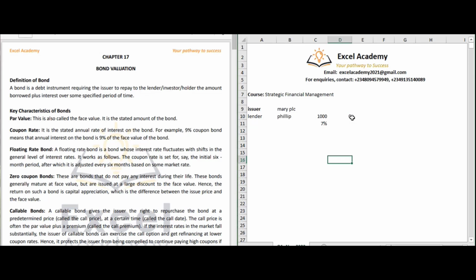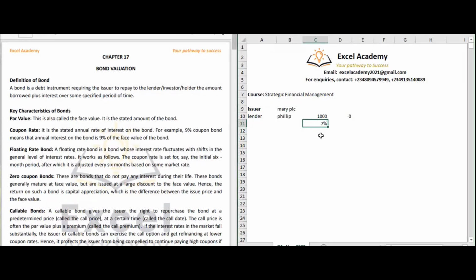Now for a floating rate bond, this 7% is not fixed. What we are saying is that as at the time you entered the contract, it might change. If it is for a 6-month period, let's say from January to the end of June, he will be entitled to interest at 7%. After that, it will change at that point.